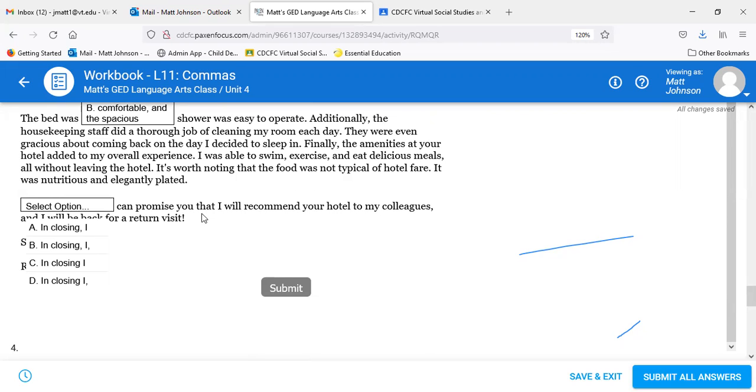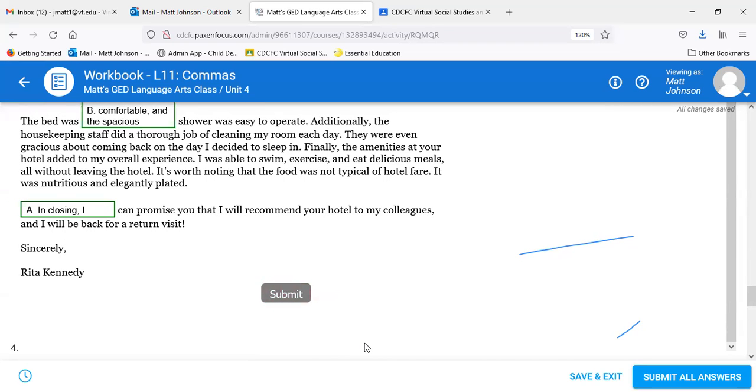Sasha Gay, you want to try that one? A for this one. So in closing, you remember we talked when we were doing our extended response about using things like in conclusion. Here's another one you could use for the end of your writing, your last paragraph. In closing, comma, I can promise you that I will recommend your hotel to my colleagues and I will be back for a return visit.